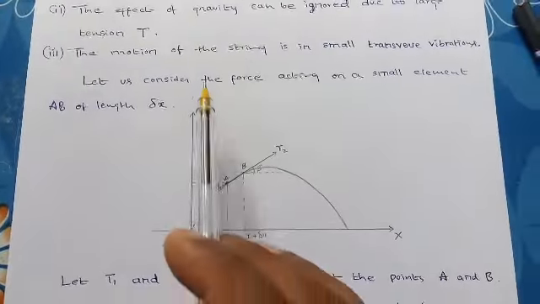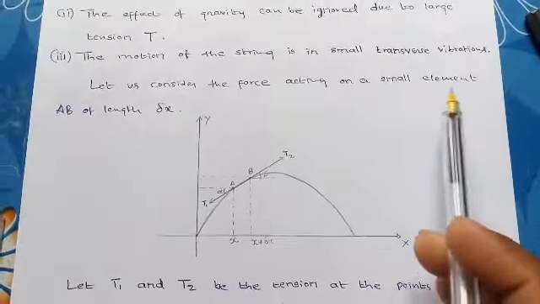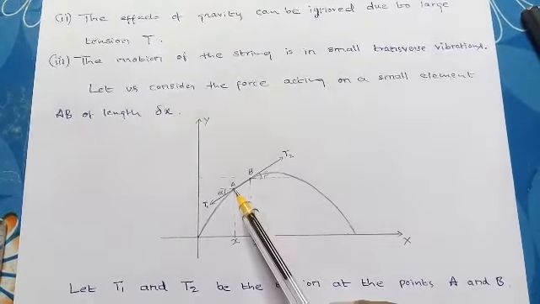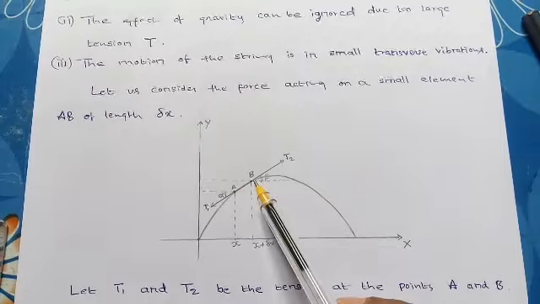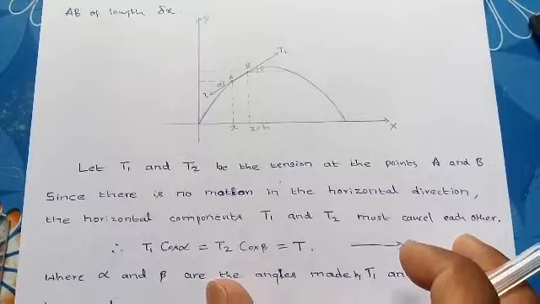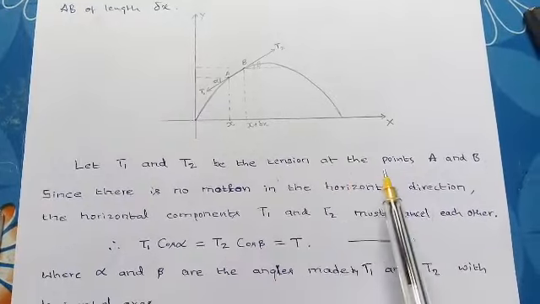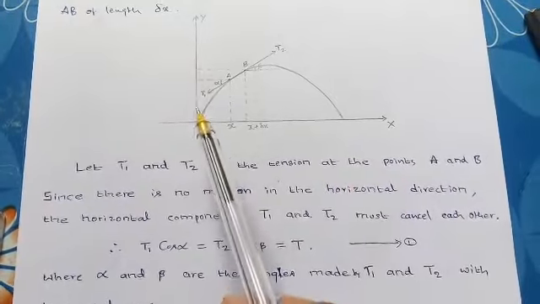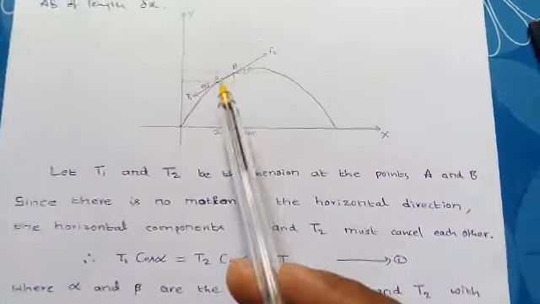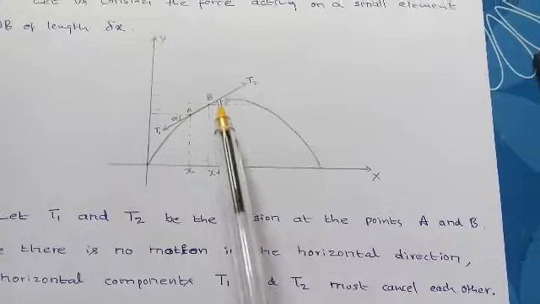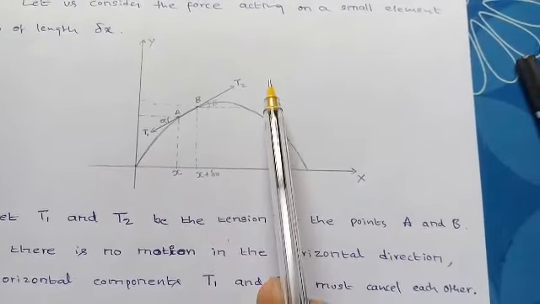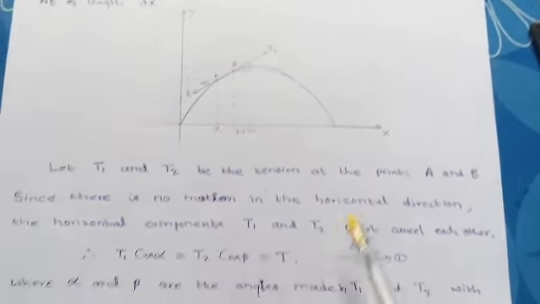Let us consider the force acting on a small element AB of length delta x. Next, let T1 and T2 be the tensions at the points A and B. Here T1 is the tension in this direction at the point A, and tension T2 at the point B, directed towards the right side.